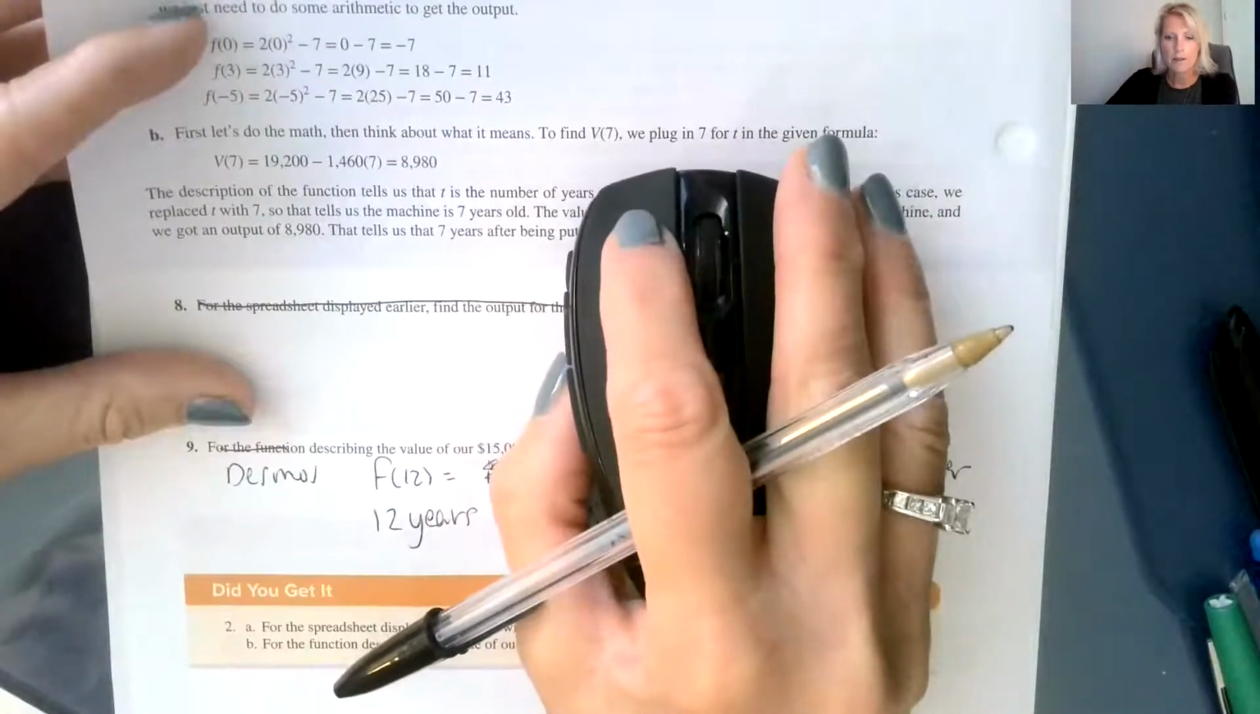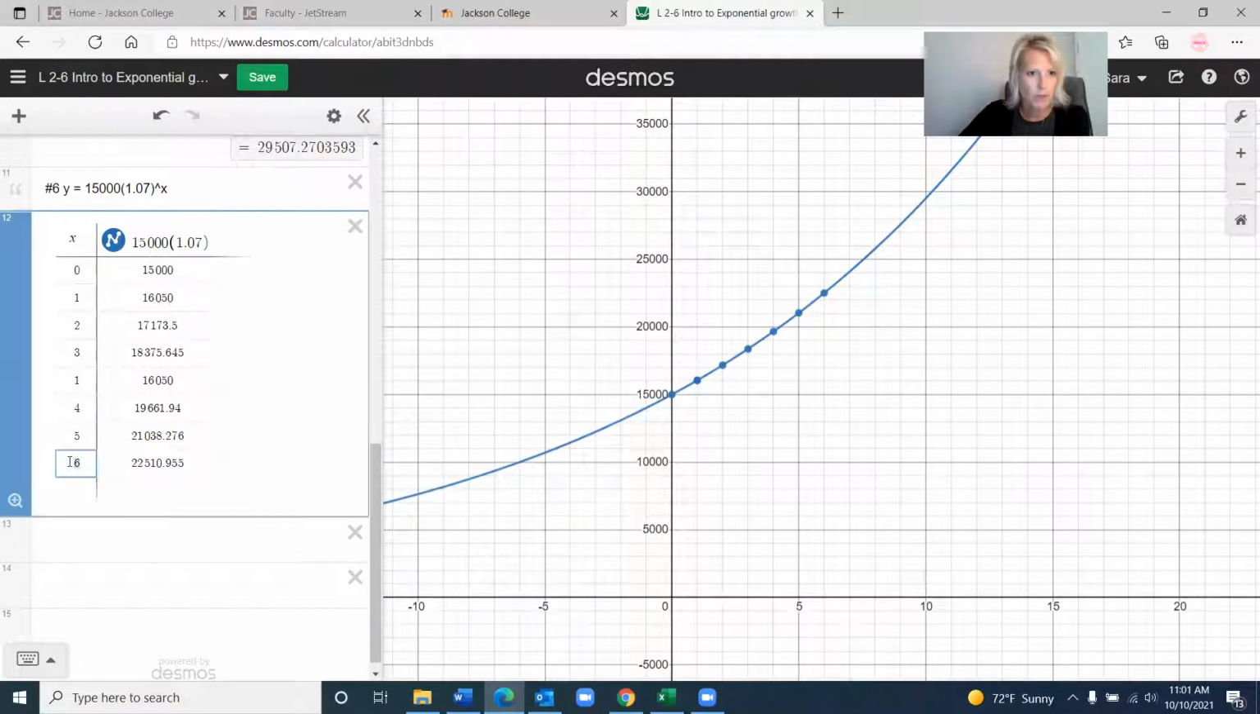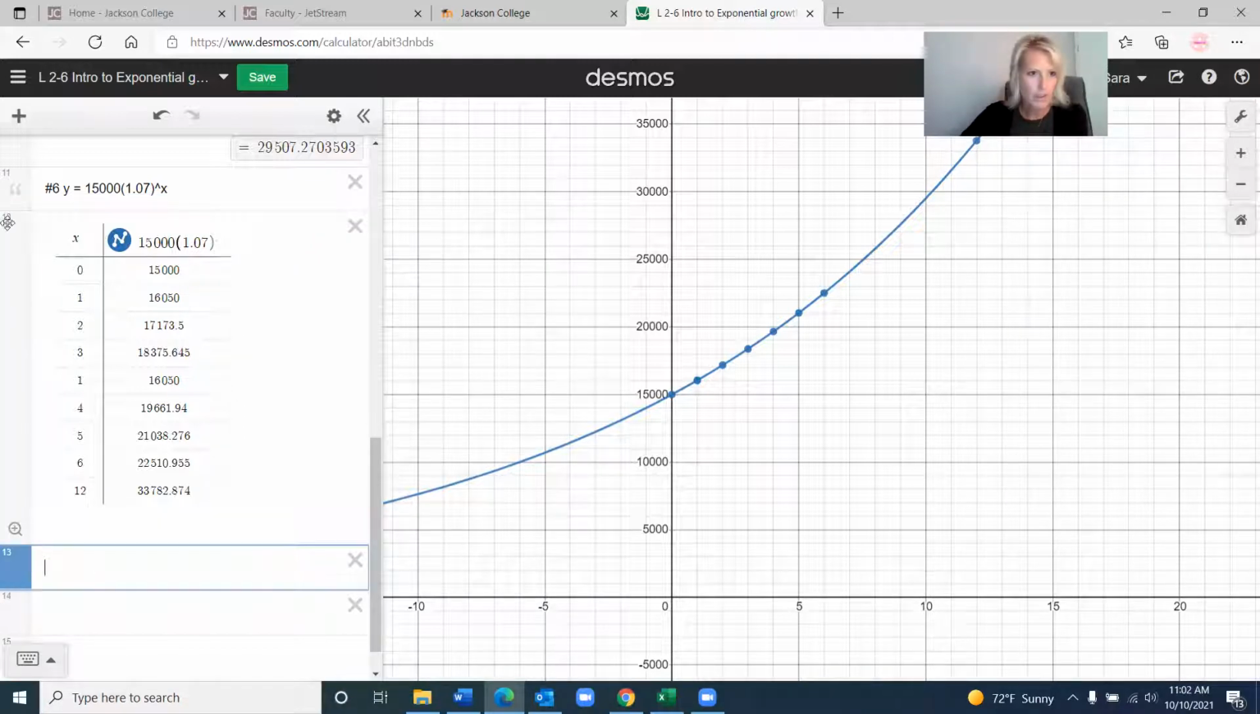And we're going to put 12 in our table. So our table will allow us to put any number we want. So 12, and there it is. After 12 years, we would have $33,782.87. So let's just put that in here. I'm going to just make a note here so you can see.